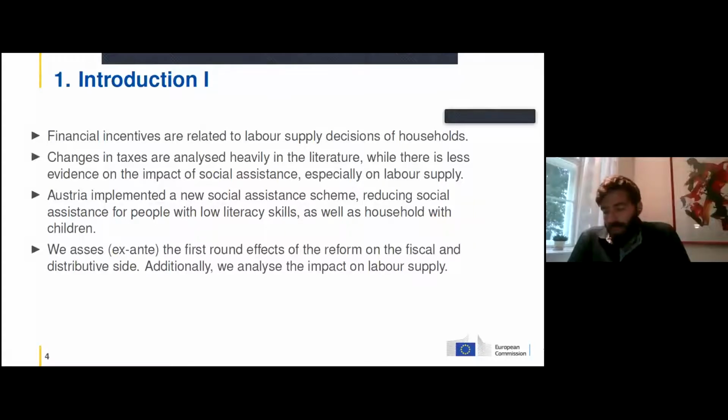And what we did in this paper is, there was a reform in Austria, quite a strong one, that was implemented in 2018, 2019, where a new social assistance scheme was introduced. This new social assistance scheme basically reduced social assistance mainly for two groups. First of all, for people with low literacy skills, and second of all, for households with a lot of children.